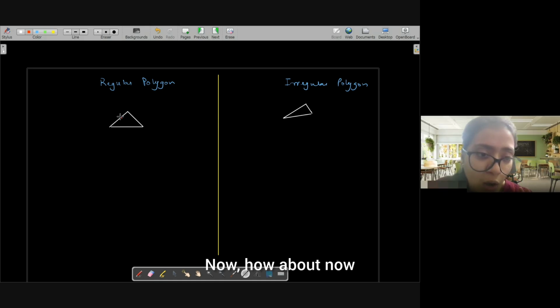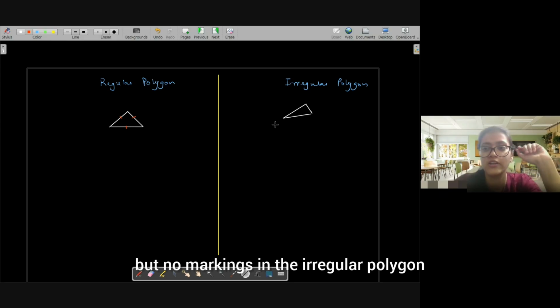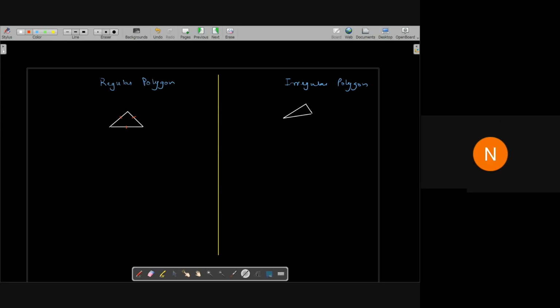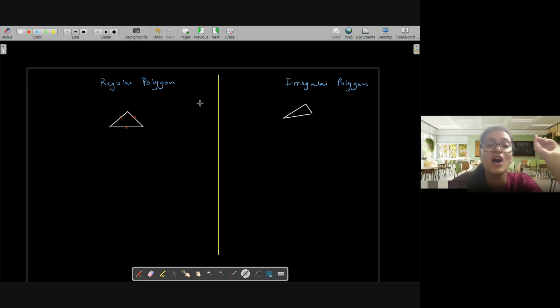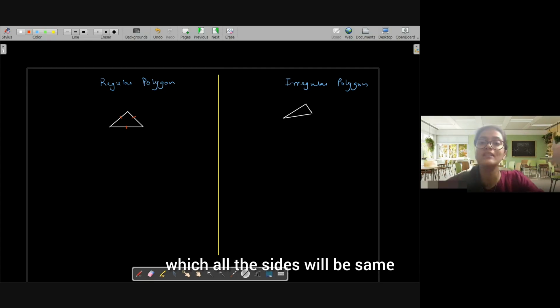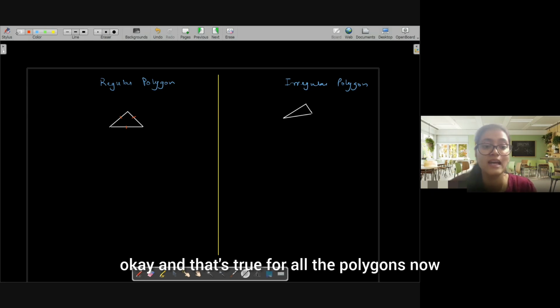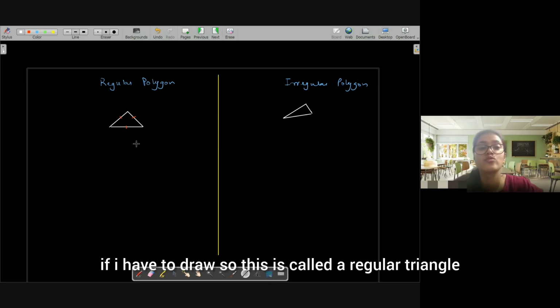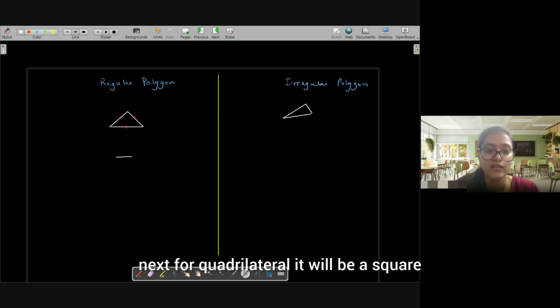Now, how about now? I have given these markings in the regular polygon, but no markings in the irregular polygon. Is the regular polygon an equilateral triangle? It is, yes. Regular polygons are those polygons in which all the sides are the same. They will be congruent, with the same length, and that's true for all polygons. This is called a regular triangle, and you can also call it an equilateral triangle. Next, for quadrilateral, it will be a square.